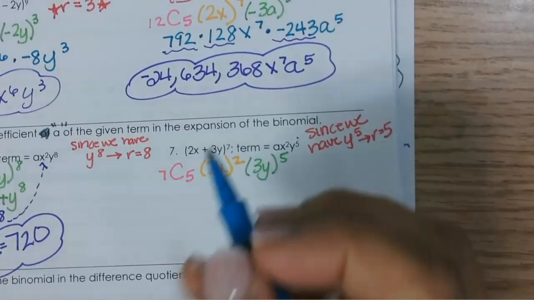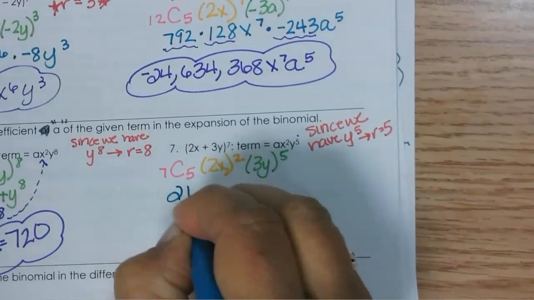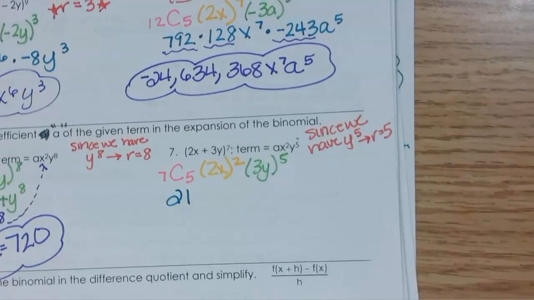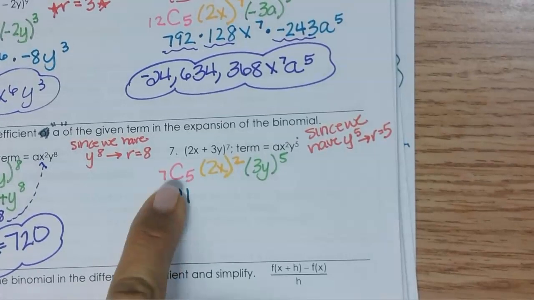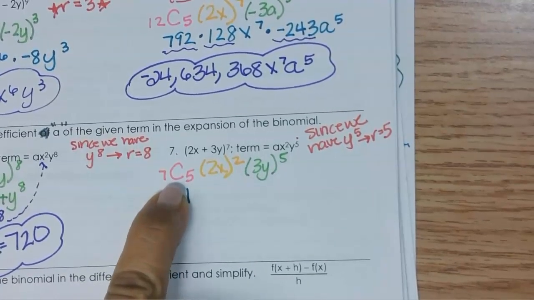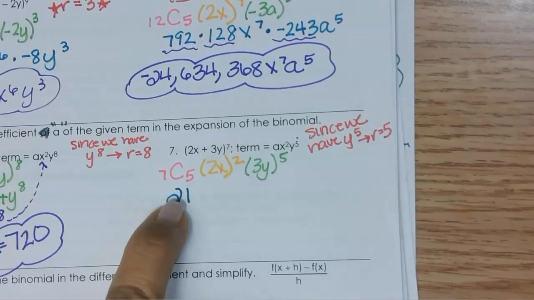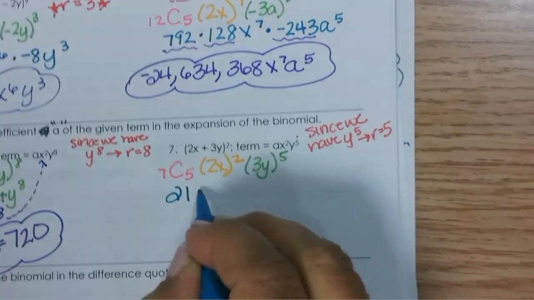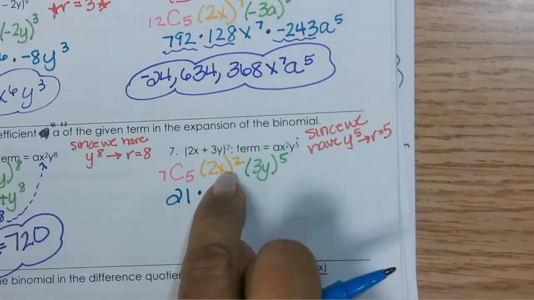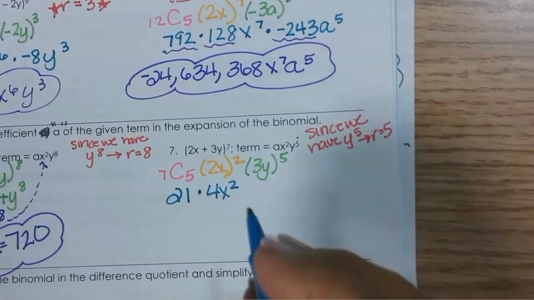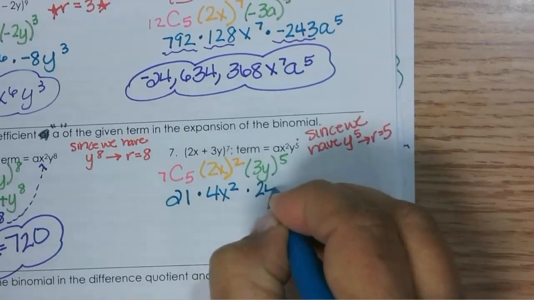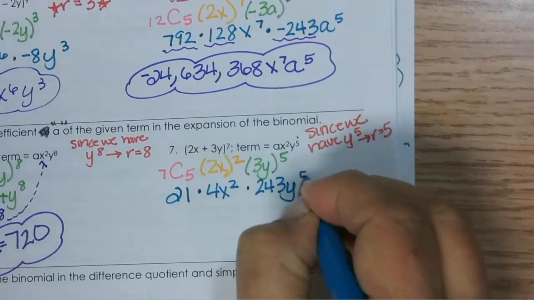Then we can evaluate each of these. A lot of times I will just get people that tell me that my answer is 21 because they think about this 7c5 as the coefficient. But let's keep with the problem and we'll see why that isn't the case. Next, I have 2x squared, which would be 4x squared. And then here I would have 243 y to the 5th.